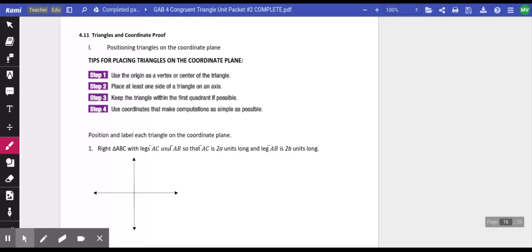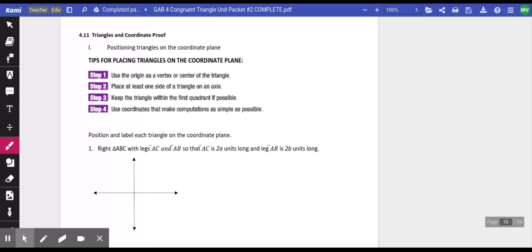The first thing we need to talk about is how we should position the triangles on the coordinate plane. This is if we're not given a choice. Sometimes we're given coordinates that we have to follow. But if we're given the choice, we want to use the origin as a vertex or the center of a triangle. We want to place at least one side of the triangle on an axis.